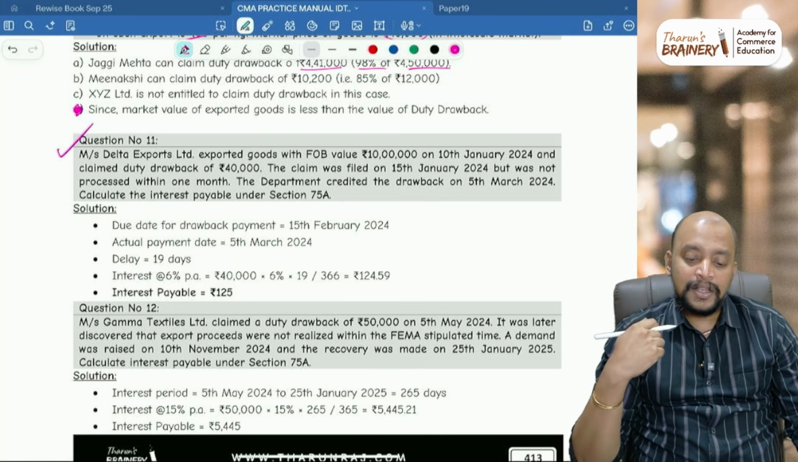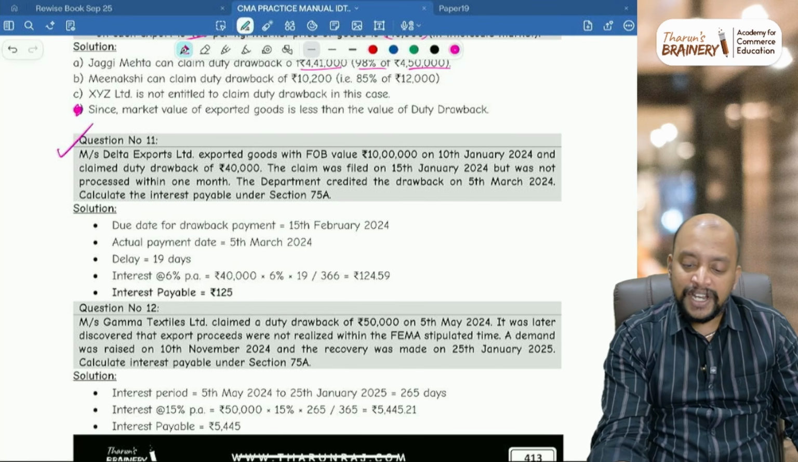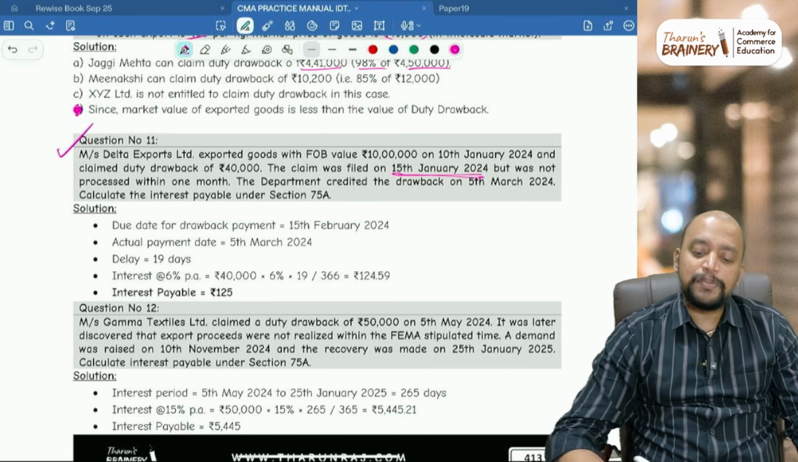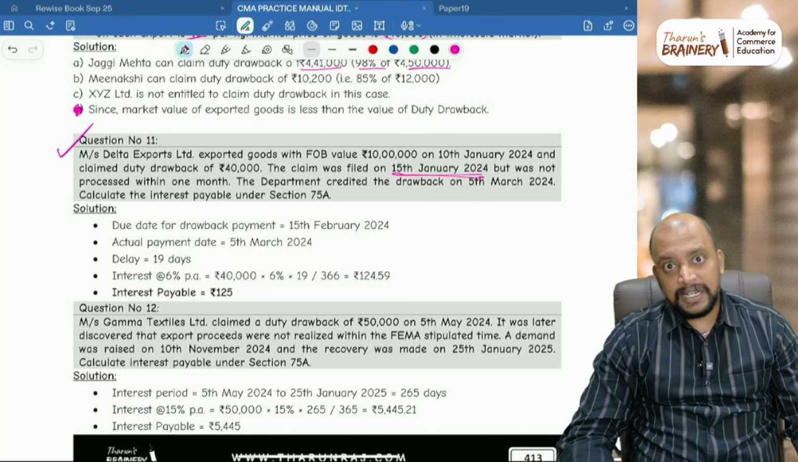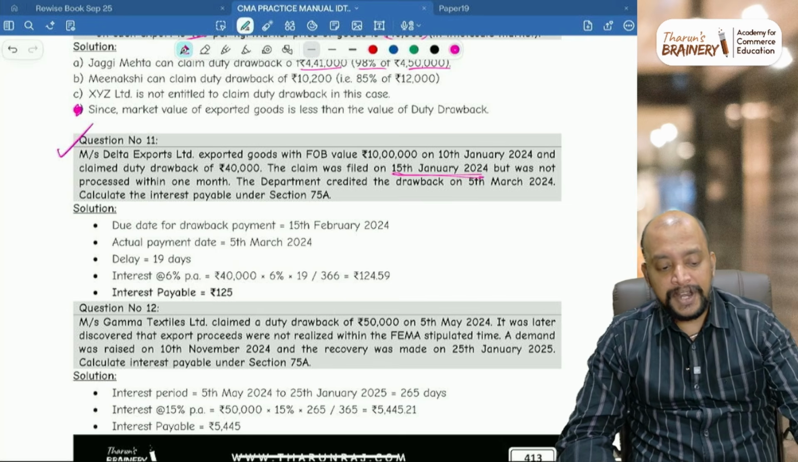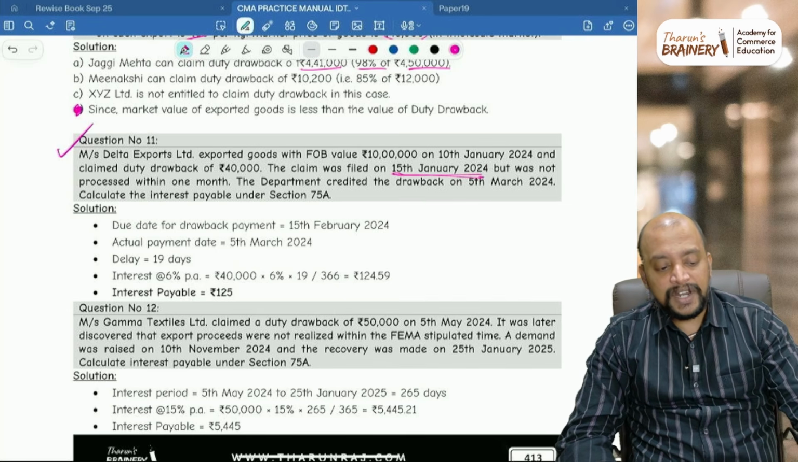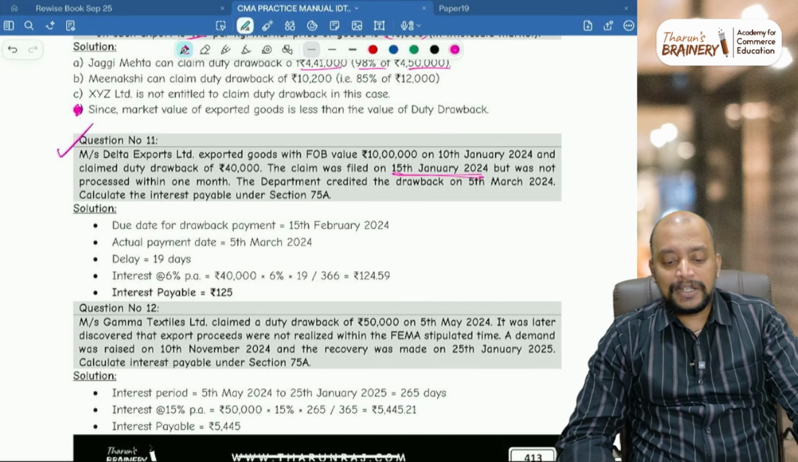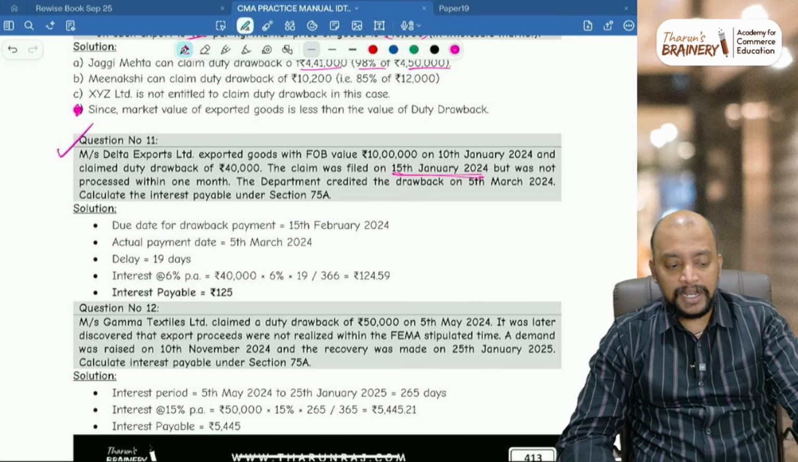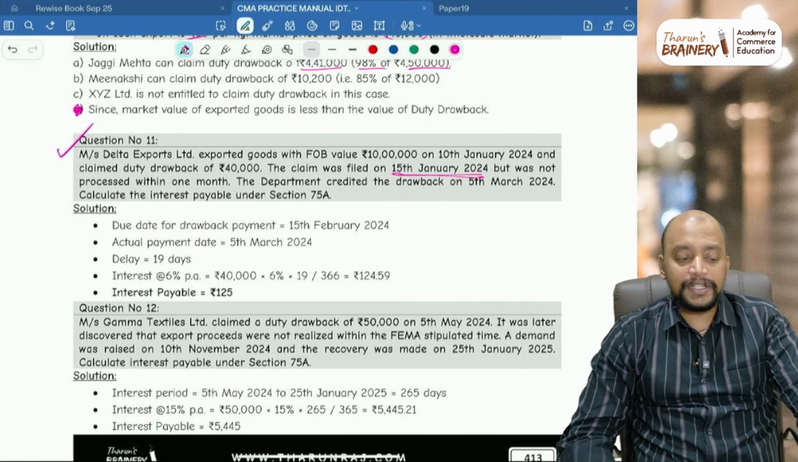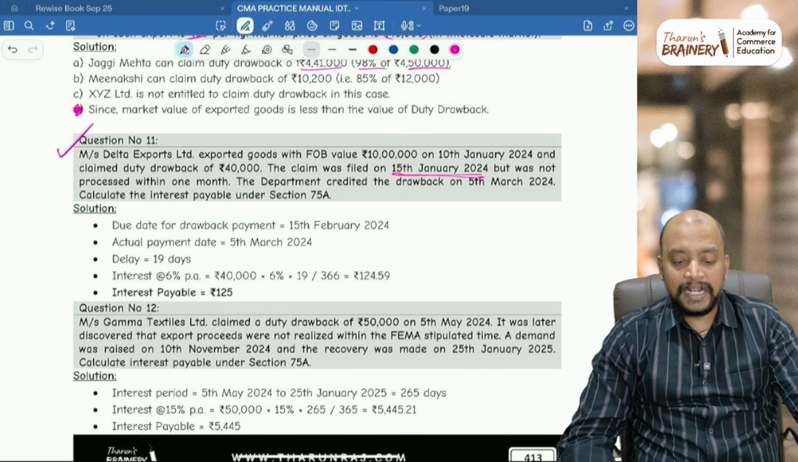Within 1 month. So we are making the claim on 15 January, then they need to give it by 15th February. But they are not giving, they are giving it on 5th March. So in February, 29 minus 15, that is 14 days in February and 5 days in March. So 19 days. For that 19 days we need to get interest.